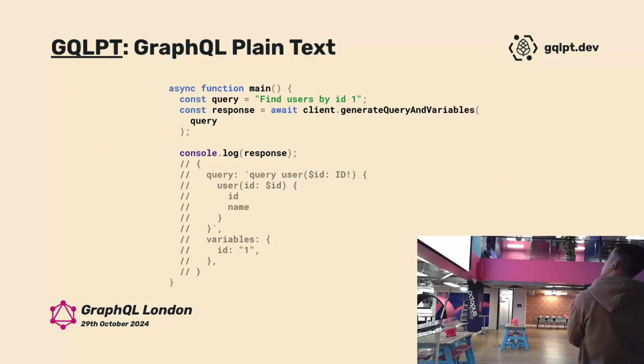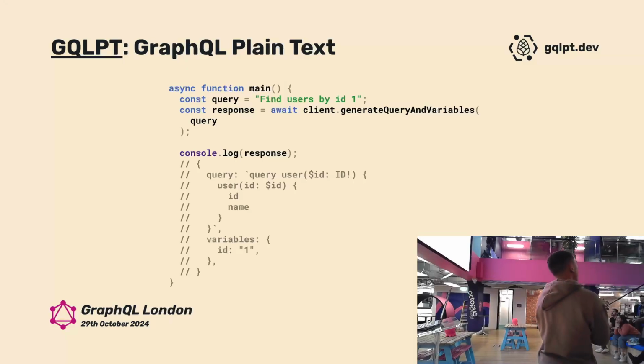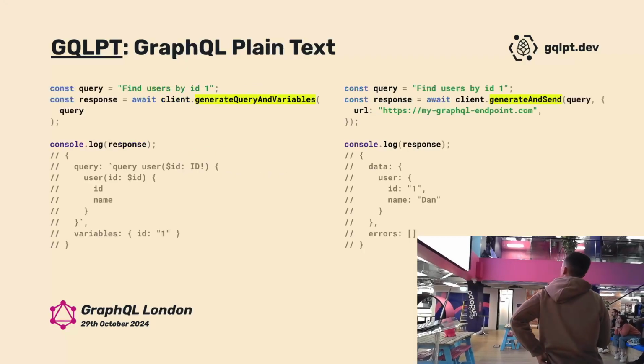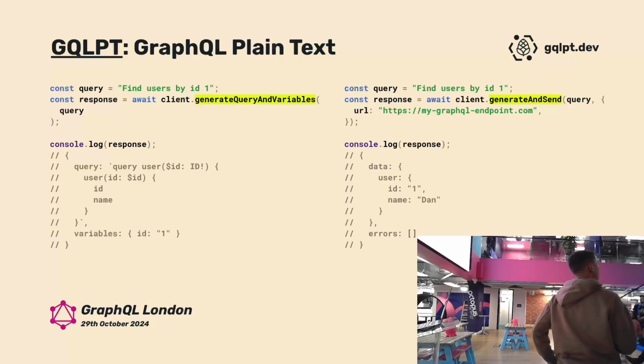So essentially you can just say, find all the users in my API, and it's going to give you the relevant query based off of the schema that you've got. There's two methods on the library. You can call generate query and variables, and you can also call generate and send. And generate and send is just going to proxy it through to the API that you specify.